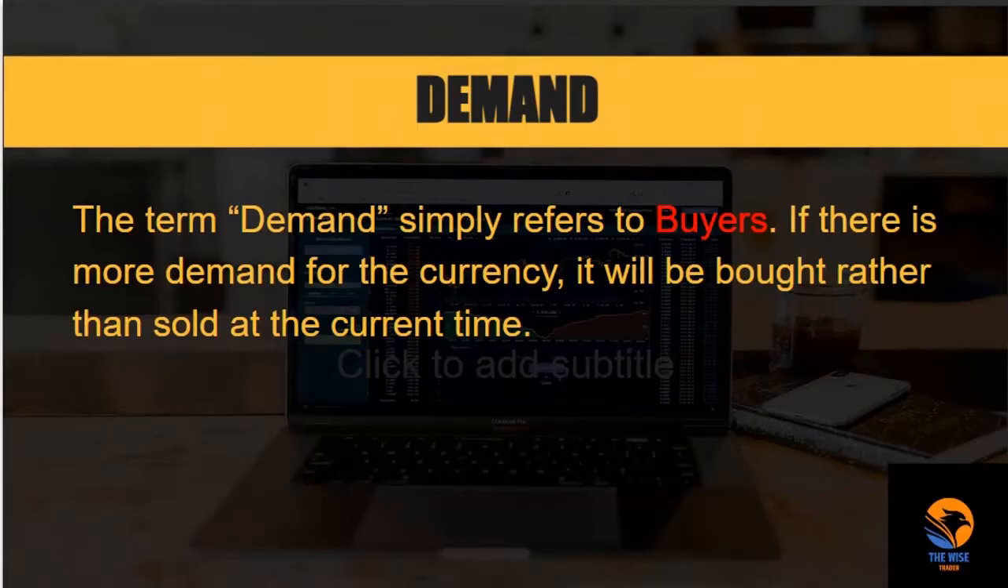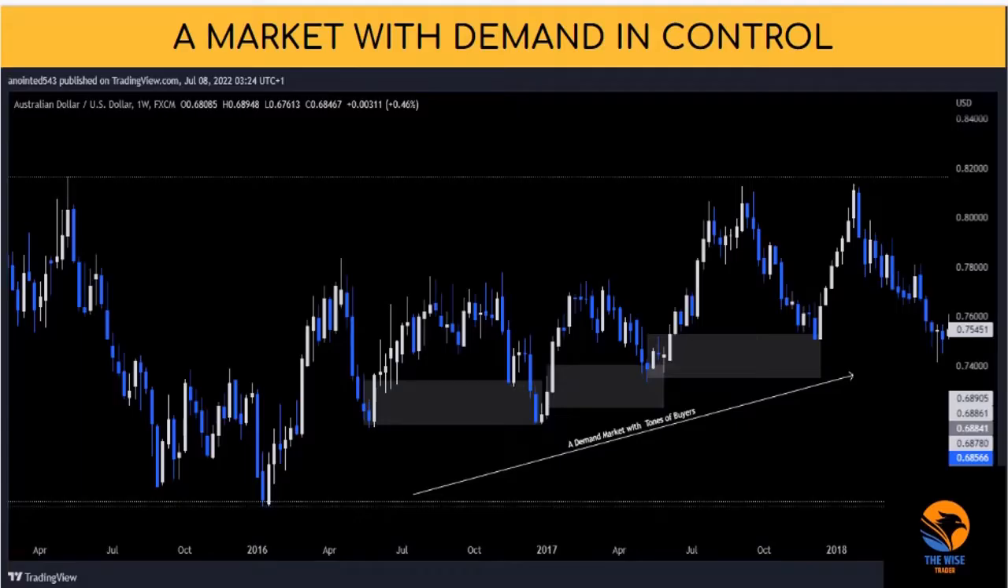And the term demand simply refers to buyers. If there's more demand for a currency, it's to be bought rather than sold at the current time. So if there's more demand, the currency will move higher to be bought. This is what a demand market looks like, going higher because there's demand at certain levels. I'll show you how to find the demand also.